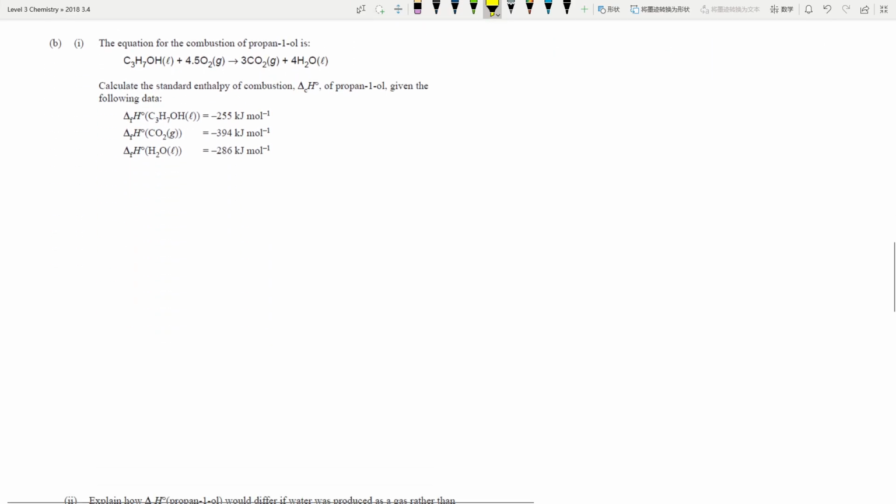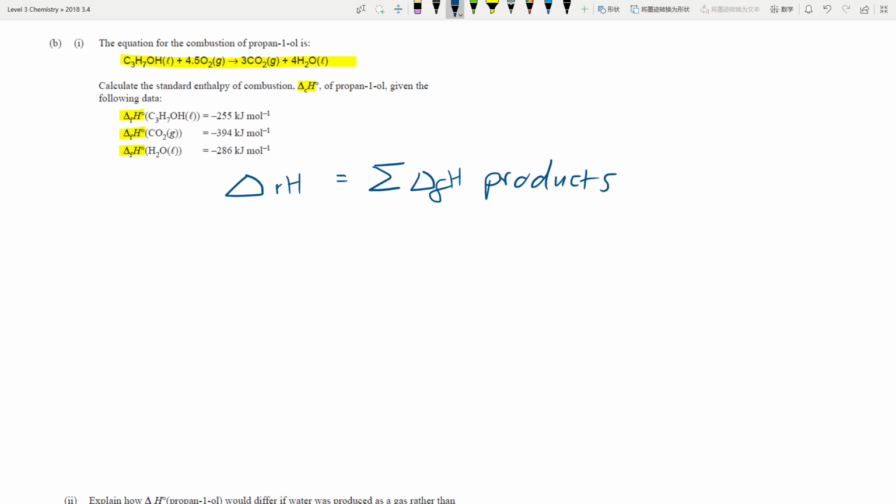Calculation. Okay, so we want to calculate the enthalpy of combustion for this equation. Now, this is a trick. Can you guys see we've got all enthalpy of formation? So you're going to remember that enthalpy of reaction is going to be the total of enthalpy of formation of products minus the total of enthalpy of formation of reactants.